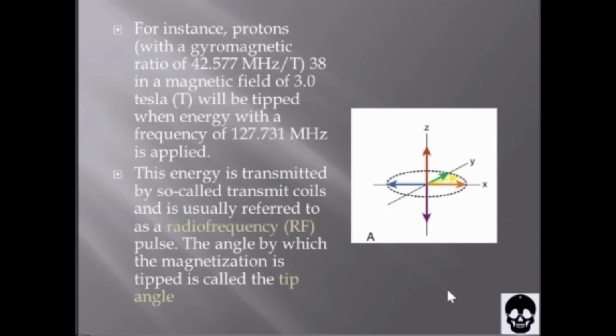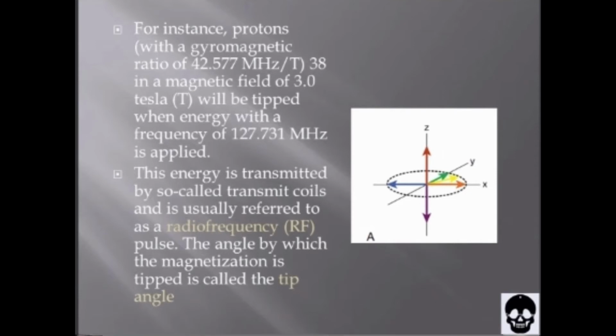Once displaced from equilibrium, the net magnetization will precess around the external magnetic field. Before excitation, the magnetization is aligned along the z-axis, the red arrow. After a 90 degree radiofrequency pulse, the magnetization is tipped into the xy plane. Here it is shown as being aligned with the x-axis, the orange arrow.